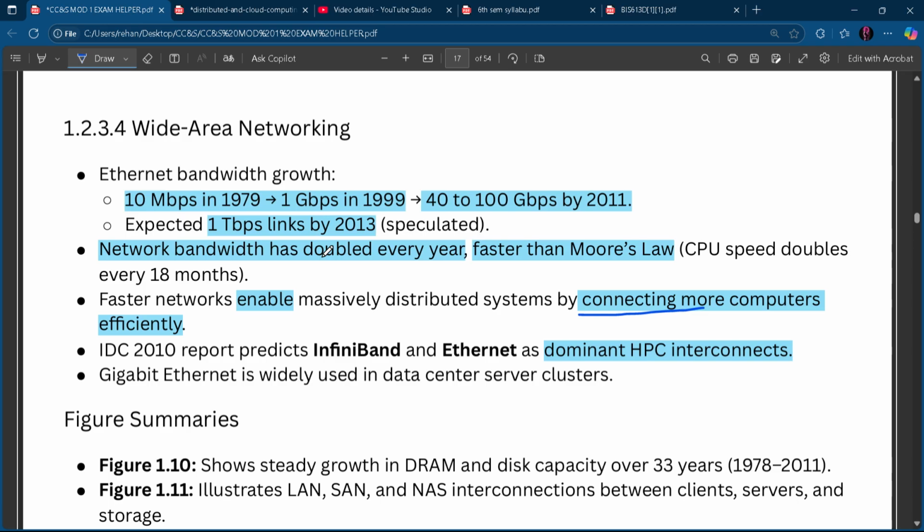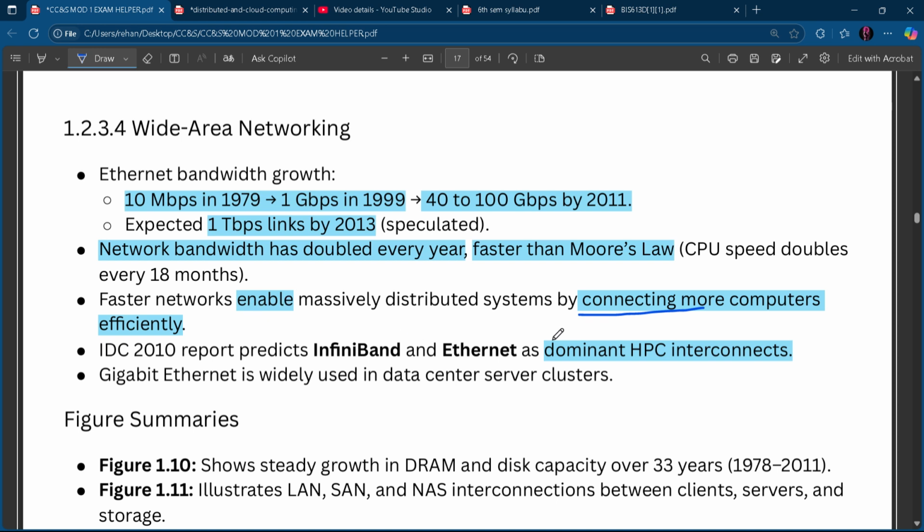Bandwidth increased from 10 Mbps to 1 Gbps in 1999, and from 1999 to 2011 from 40 to 100 Gbps. The rumors are about 1 Gbps, maybe in 2013, but we don't know for now. We can check and research it. By the research, network bandwidth doubled every year, whereas in Moore's law we saw that processor speed increases every 18 months. So network bandwidth increases faster than processor speed.